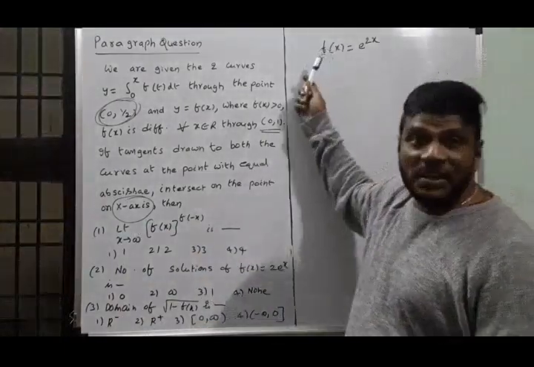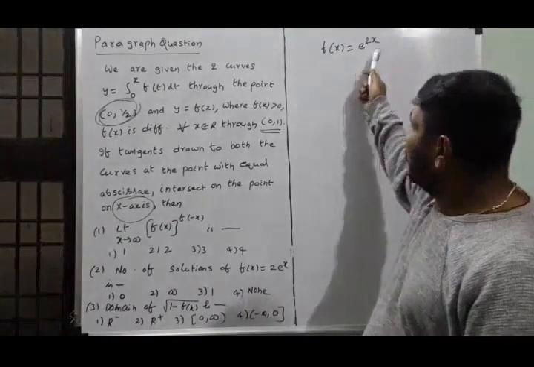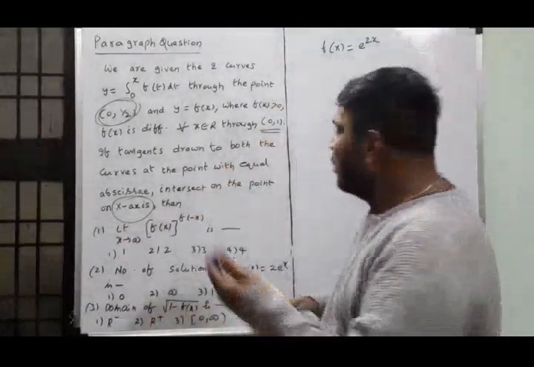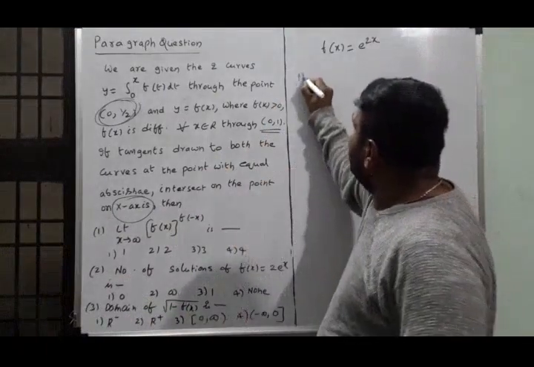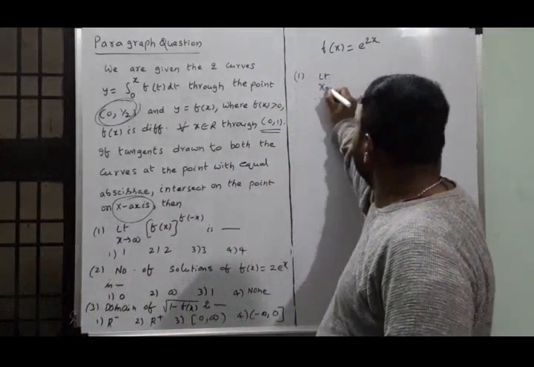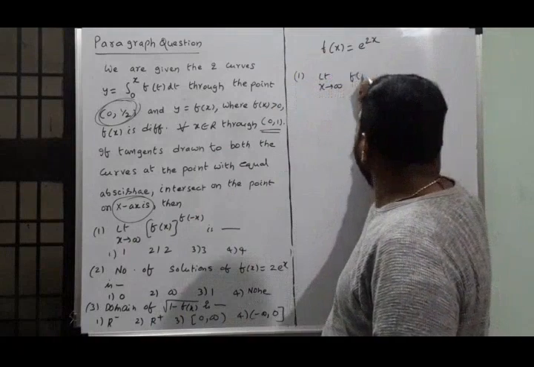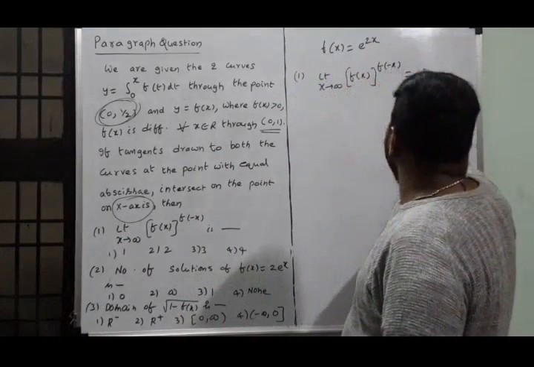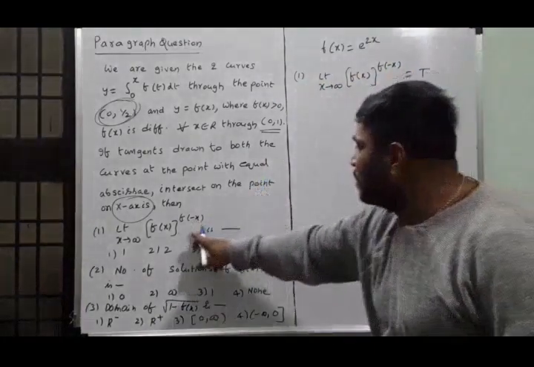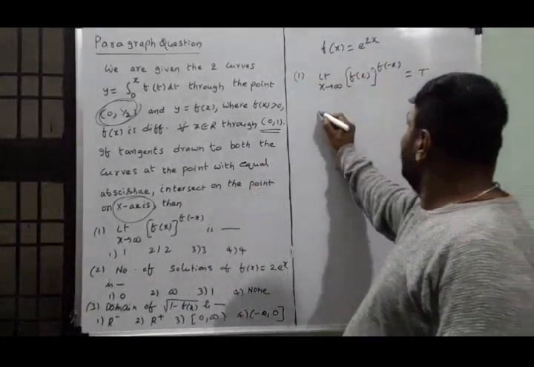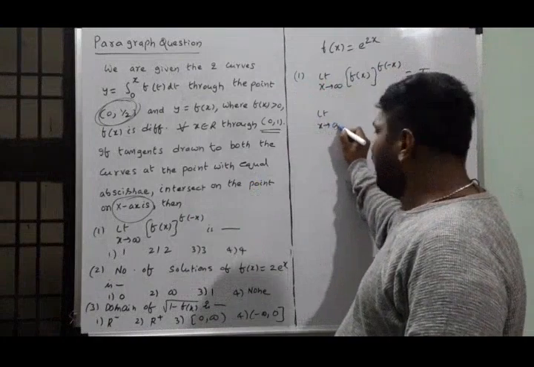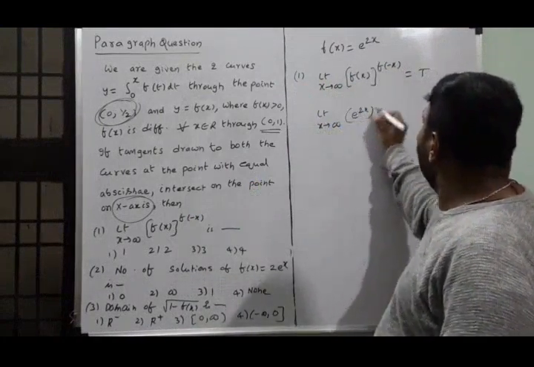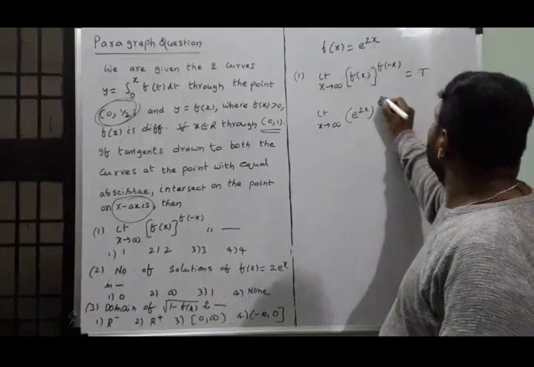So here our function is f of x is equal to e power 2x. Now use this function to solve these three questions. What is the first question? Limit x tends to infinity, f of x power f of minus x. Let us suppose this is t. Now limit x tends to infinity, f of x is e power 2x power e power minus 2x.